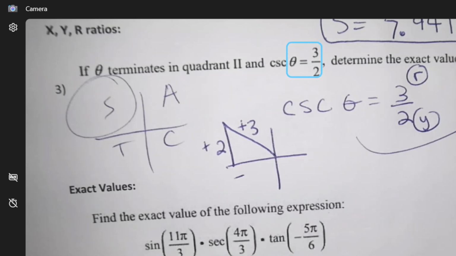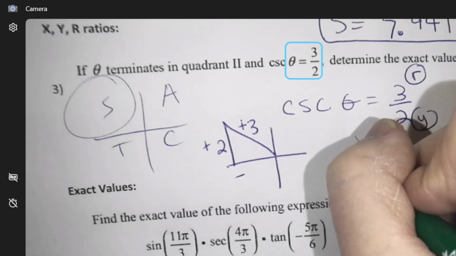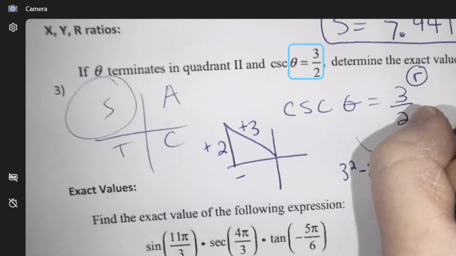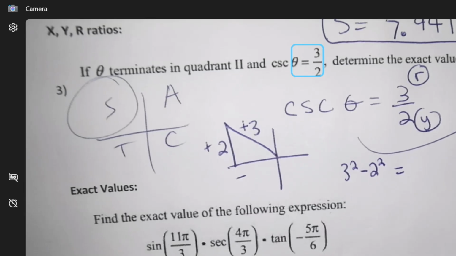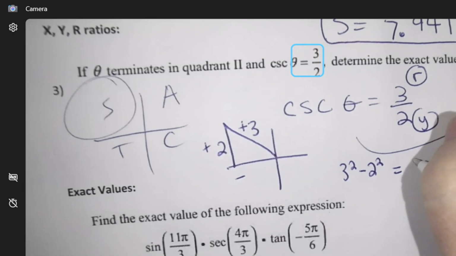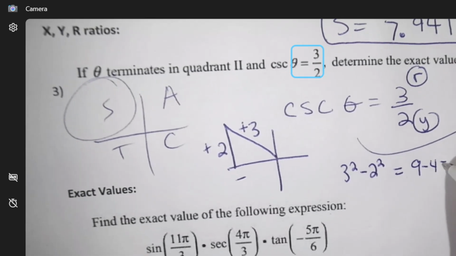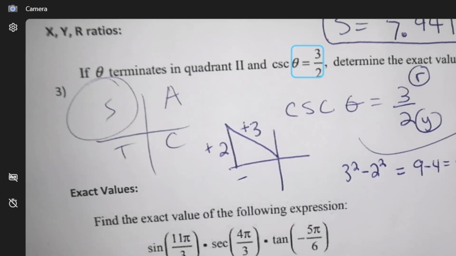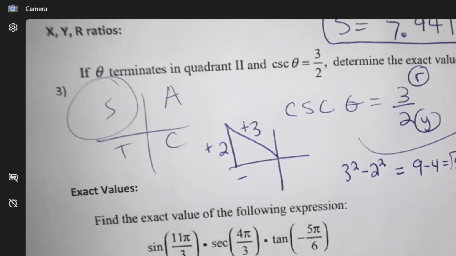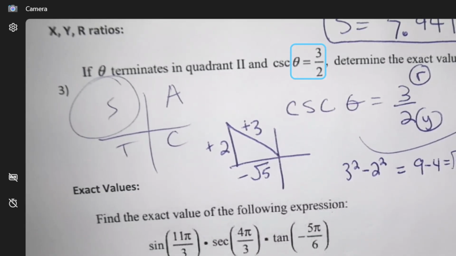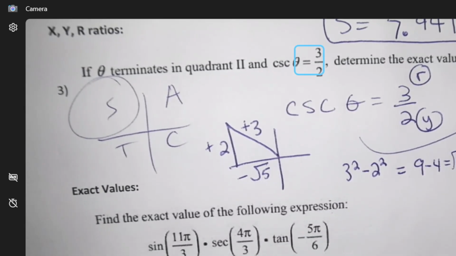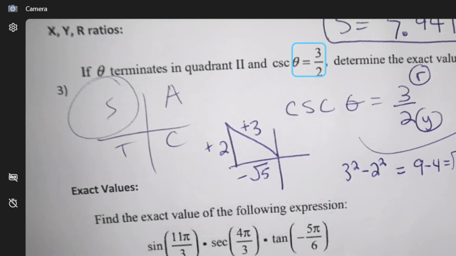How am I going to get there with Pythagorean? Should we add or subtract? Subtract. So 3 squared subtract 2 squared. I do not have a calculator, so I have to do this in my head. 9 subtract 4 is 5. Square root of 5. Is that a nice pretty number? No. So what do I do? Leave it. Which is good because you don't have your calculator anyway.